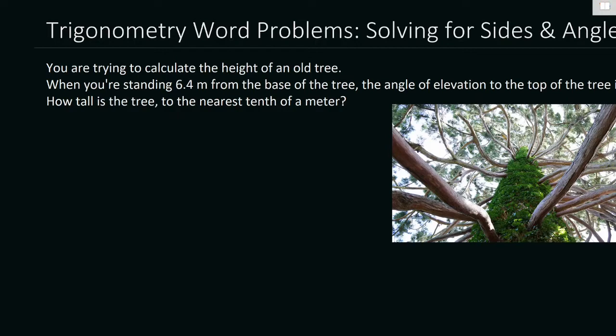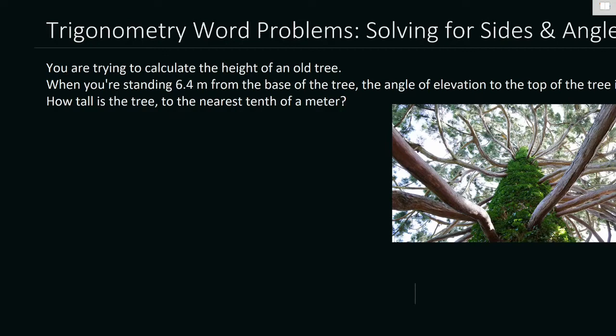So the challenge for these generally is going to be in drawing the triangle. If you draw the triangle correctly, then it's just a regular, generally SOH CAH TOA question, a sine, cosine, tangent question that you will then solve for your missing side or your missing angle. So let's see if we can figure out how to draw these diagrams.